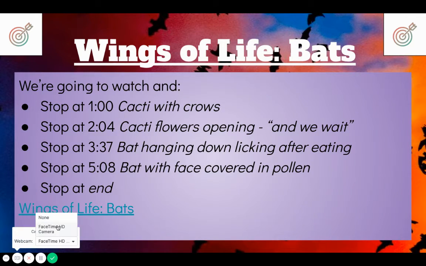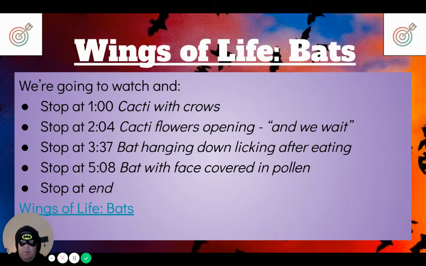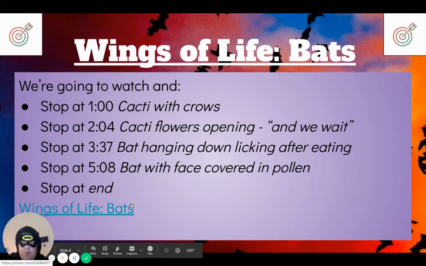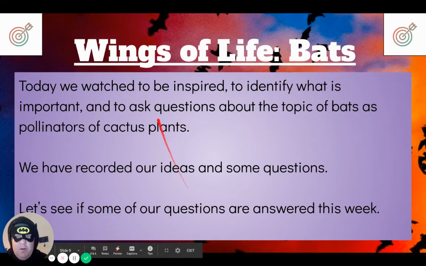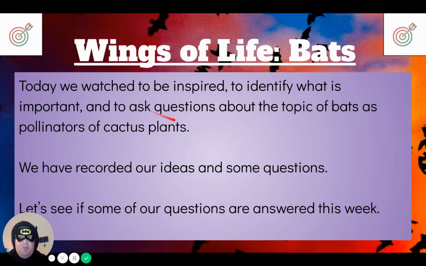Bats. What did you notice and wonder? Have you seen anything like this before? Today we watch to be inspired, to identify what is important, and to ask questions about the topic of bats as pollinators of cactus plants. We've recorded some of our ideas and some of our questions. Let's see if we can answer some of our questions this week.